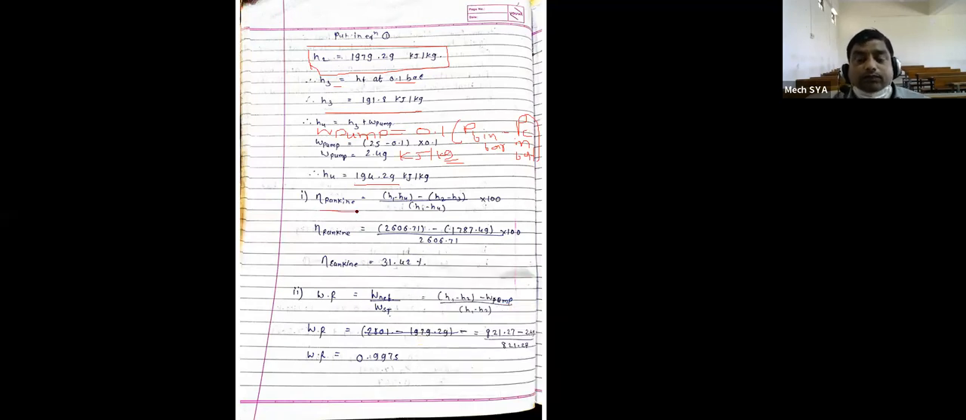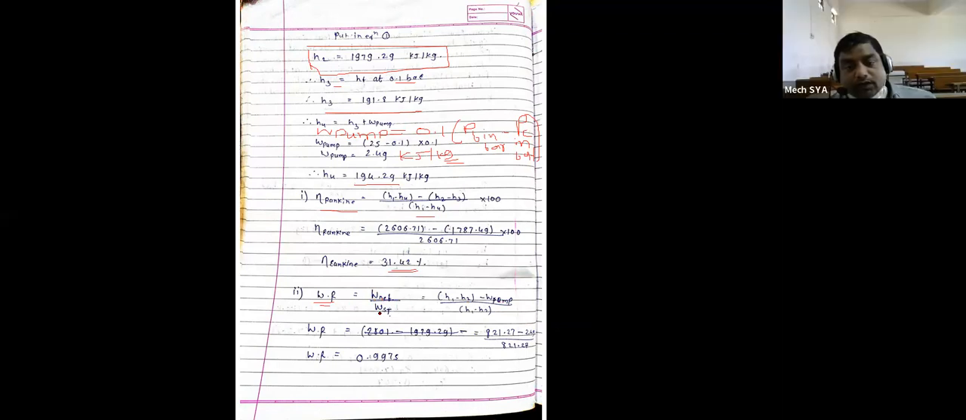Eta Rankine will become (H1 minus H4, heat supplied, minus heat rejected, H2 minus H3) divided by heat supplied, into 100, and this will become the value 31.48. Similarly, the work ratio will be what? W net means W turbine minus W pump, (H1 minus H2 minus W pump) divided by W turbine, H1 minus H2, and this will become 0.9975.